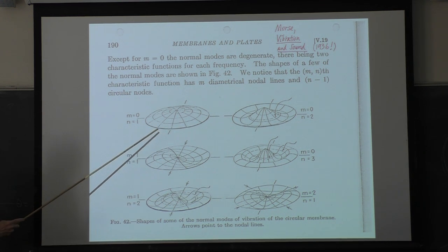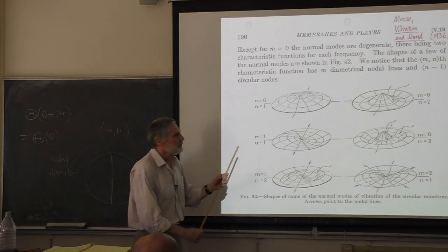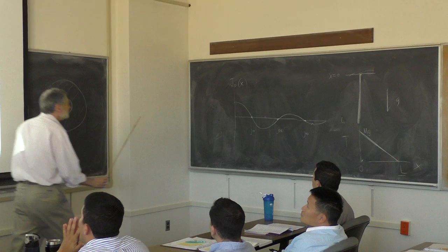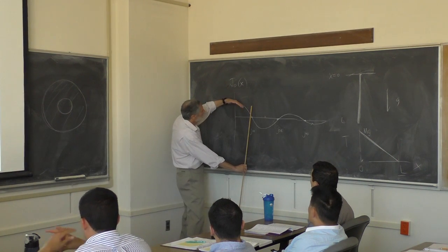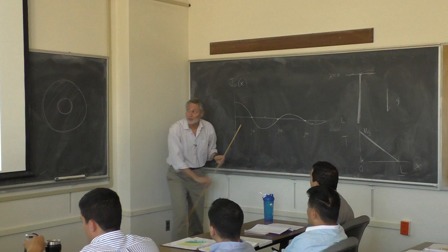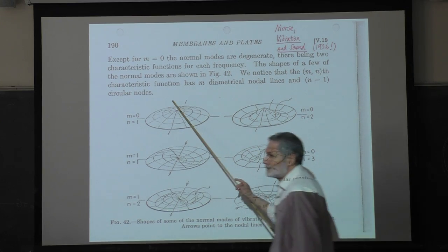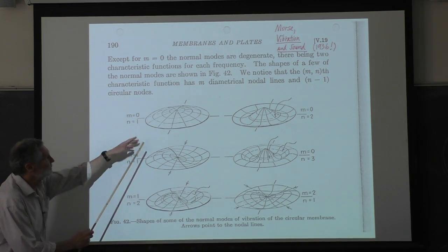Here's a three-dimensional view of the m equals 0, n equals 1 mode. So there are no interior nodes, right? Here's our boundary. And the membrane is just doing this. It looks like that. And it has this axial symmetry here.